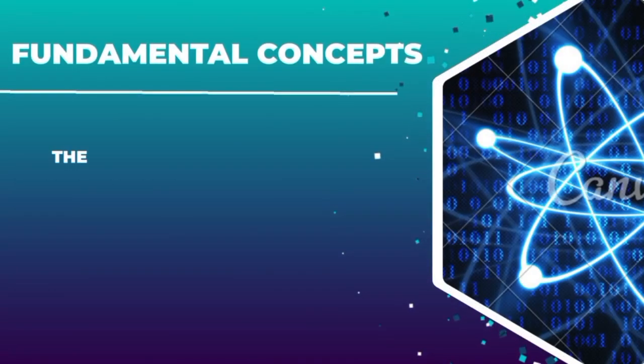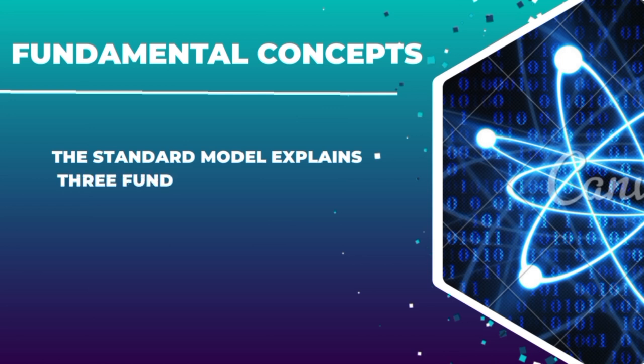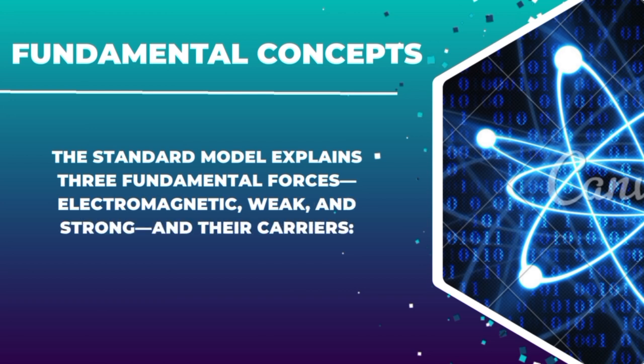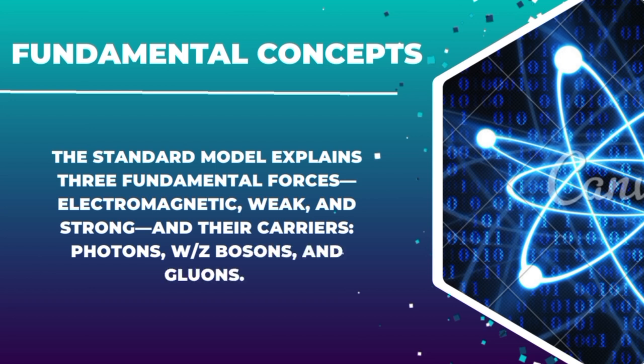The Standard Model explained three fundamental forces, which are electromagnetic, weak, and strong. Each has a carrier particle: photons, W and Z bosons, and gluons. Matter is made of fermions, divided into quarks and leptons. Quarks form protons and neutrons, while leptons include electrons and neutrinos.